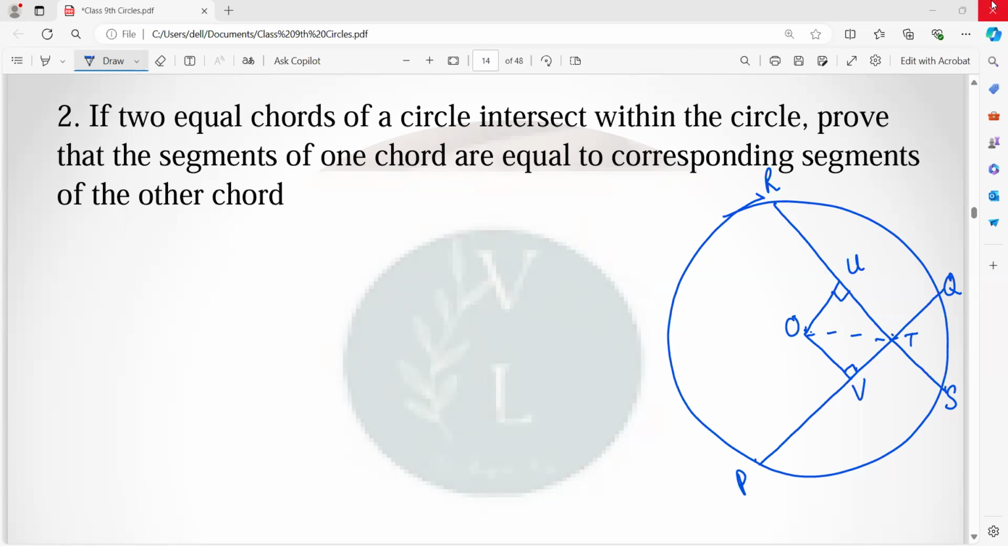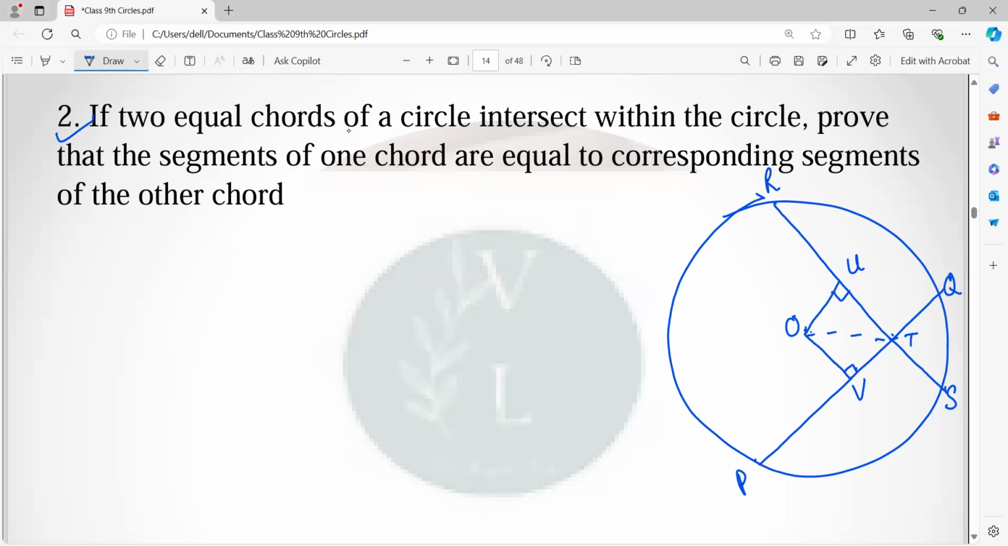So, in the last session, we started chapter 9 of class 9, and in chapter 9, we have already completed exercise 9.1 and the theorems related to exercise 9.2. We have also completed question number 1, and now we're going to start question number 2 of exercise 9.2. So, let's get started.